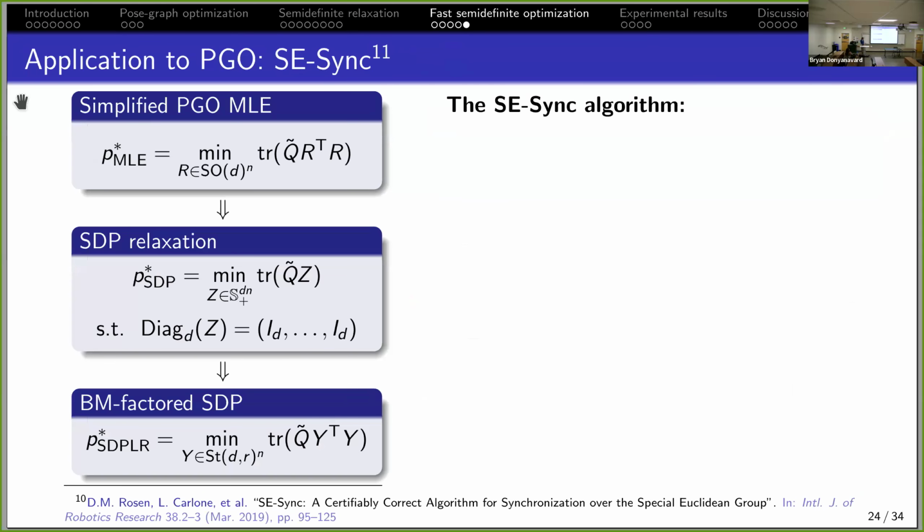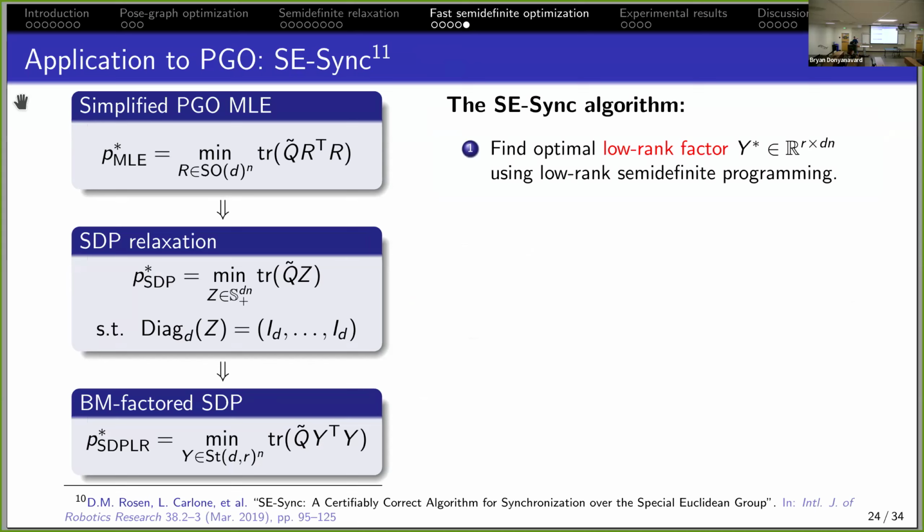So, okay, if you take all those things we've just discussed and you stack them all together, you get an algorithm called SE-Sync for robotic mapping. And this algorithm turns out to be pretty straightforward. All I do is apply this low rank semi-definite programming approach where I just solve a sequence of these low dimensional nonlinear programs. That gives me a low rank factor for a solution to my SDP. Once I've got that, I can use that low rank factor to compute the optimal value of the SDP itself. And that SDP value gives me a lower bound on the optimal value of my original estimation problem I'm trying to solve.